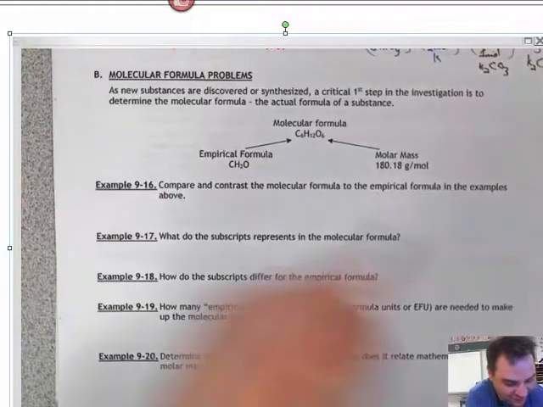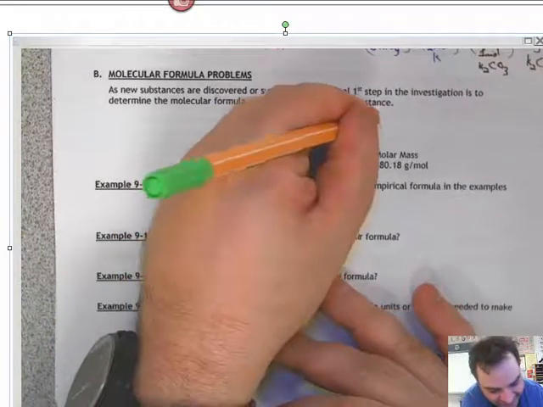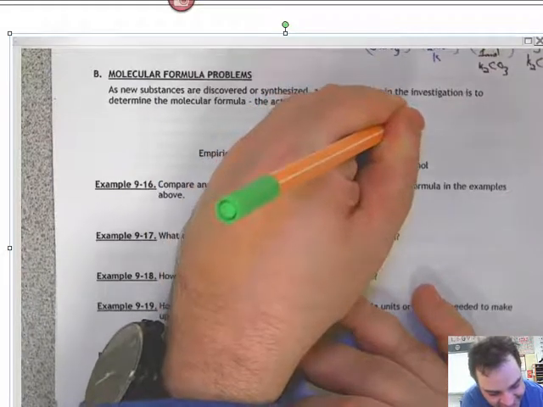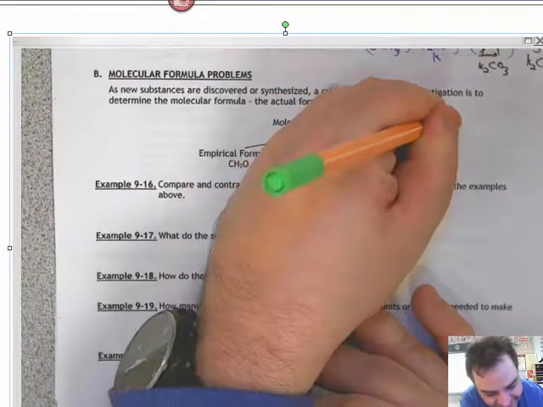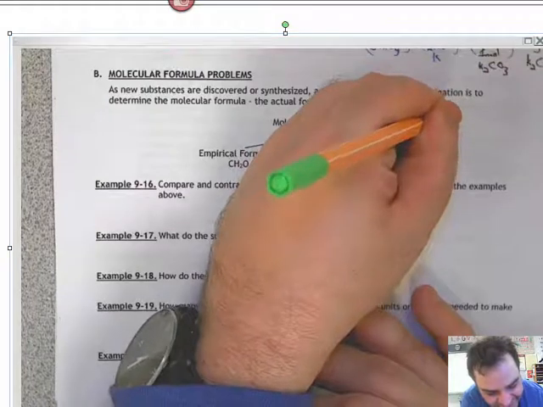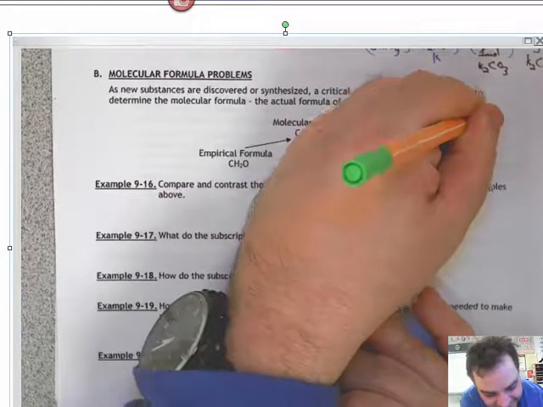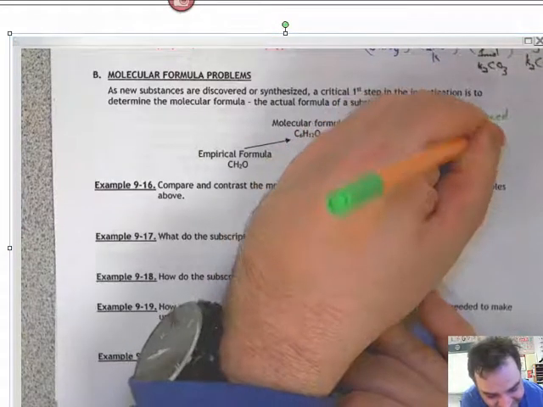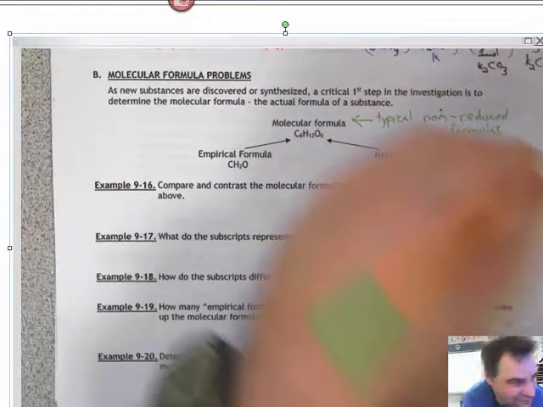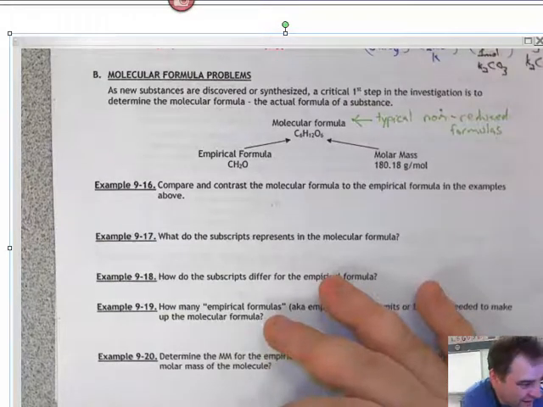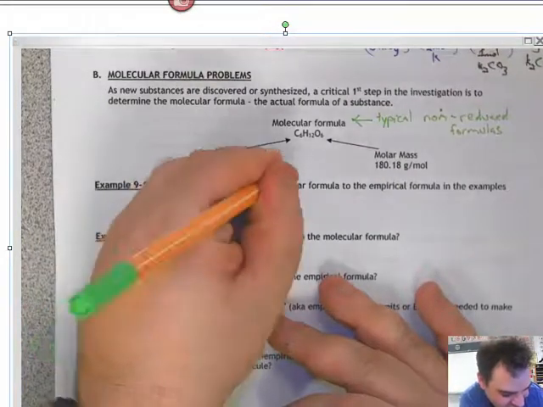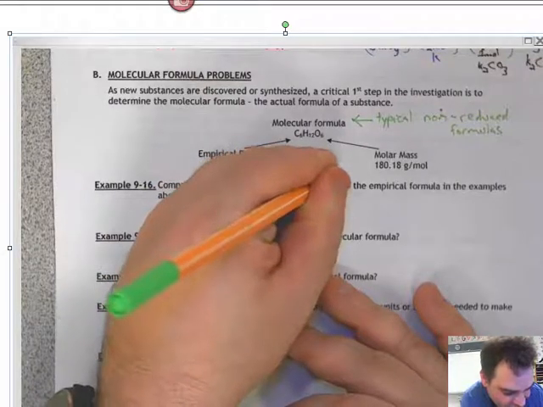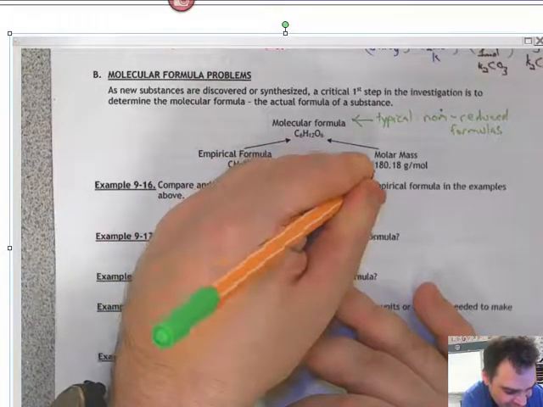Now, remember, molecular formulas here are typically non-reduced formulas, okay? Empirical formulas are reduced formulas. Okay.